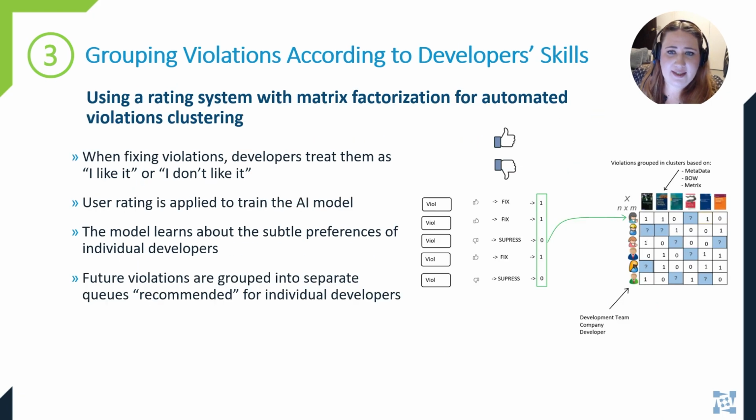Now, the next AI technique groups violations according to developer skills. DTP's AI builds profiles of developers based on what violations they have fixed in the past, and it learns about their skill sets. So when the next violation comes into the system, it can provide a prediction as to who would be the best developer based on their past experience and skill sets to handle the new violation. So it groups based on skills and then distributes to those developers.